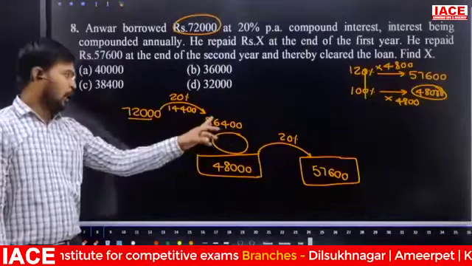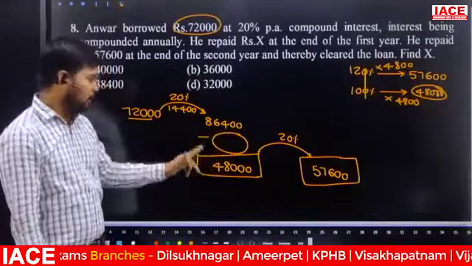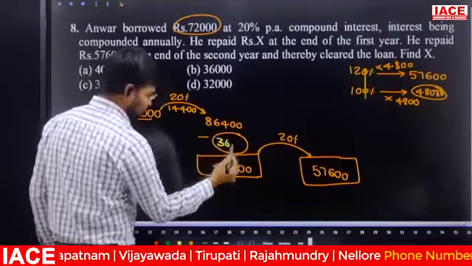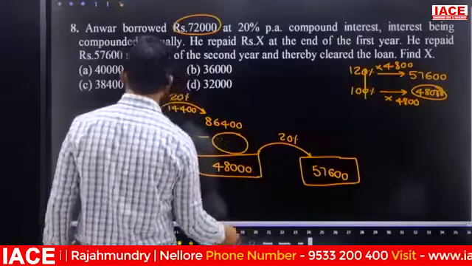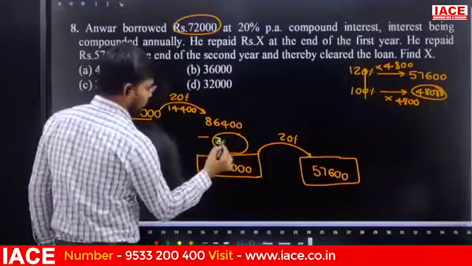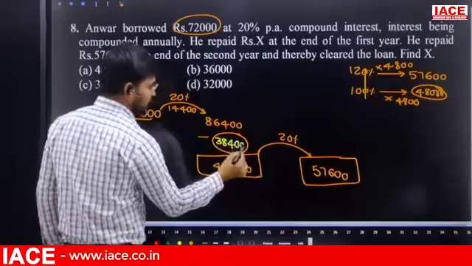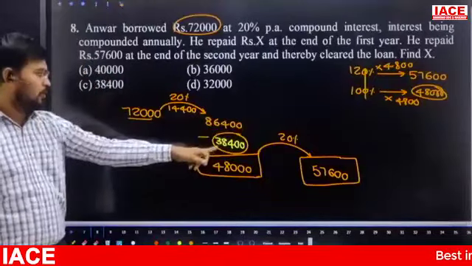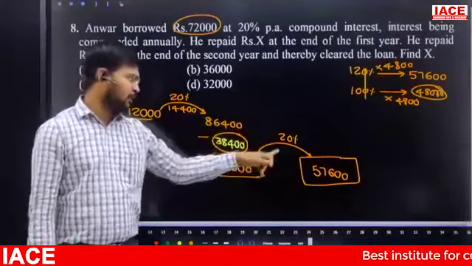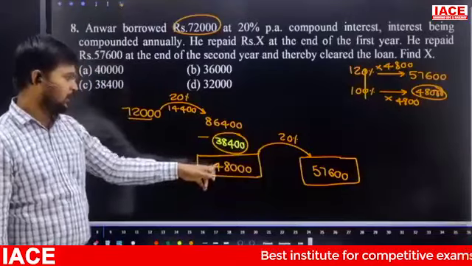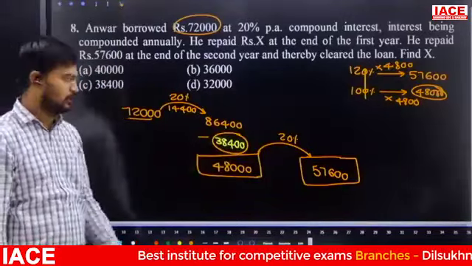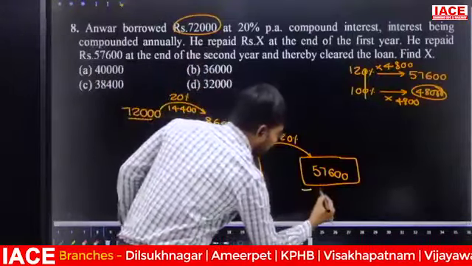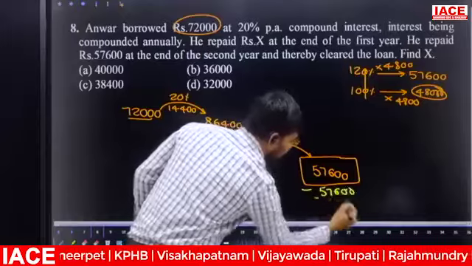Now your answer: in order to get 48,000, how much do we need to pay? 86,400 minus 48,000 is 38,400. So your answer is 38,400. If you pay 38,400, then you have 48,000, and 20% on 48,000 is 9,600. If you add 9,600, that is 57,600. If you pay 57,600 at the end of the second year, then the settlement will be 0.